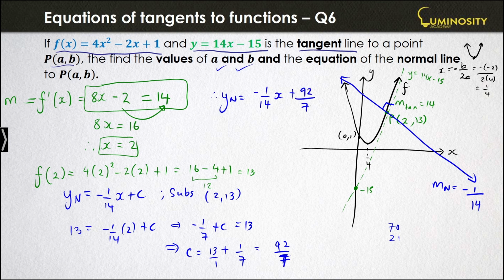All right, and that makes sense. You can see that the y value is positive, so that y-intercept makes sense. So that was finding the coordinates given the equation of the tangent line, and then also the equation of the normal line. Awesome.